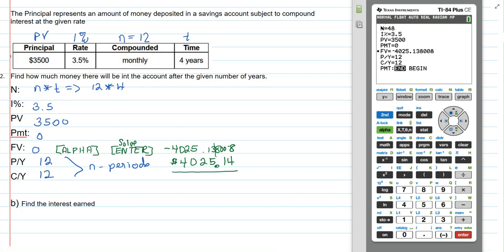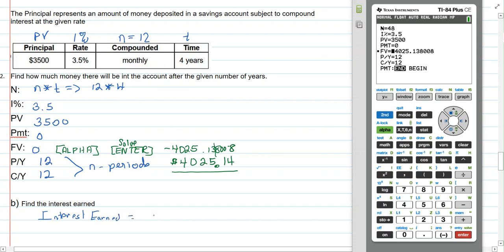So now they want the interest earned. And we know interest earned is equal to future value minus present value. Now, we're going to get to this right now.